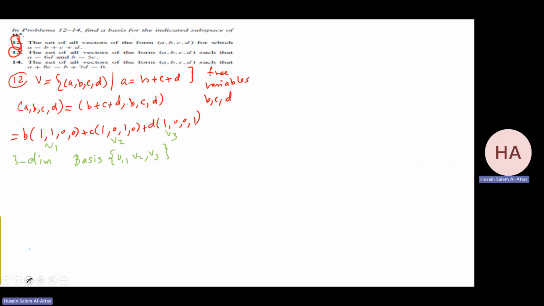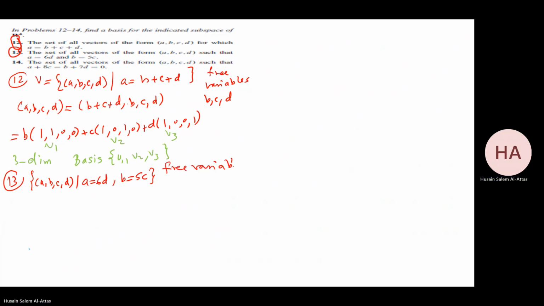Okay. Now move to the next one. 13. What is it? Is it all vectors? So I have A, B, C, D, such that what? I have A equals 6D and B equals 5C. Okay. So if I plug it, what are the free variables? This is the most important. Very clear. I have C and D. Think about the free variables, the variables where I can put any value. So they are C and D.